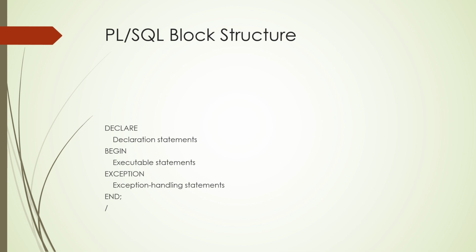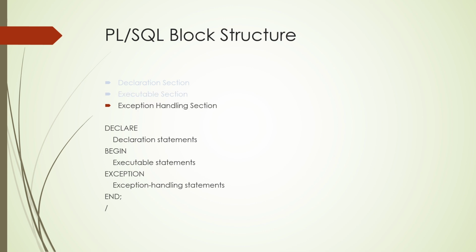PL/SQL blocks can contain the following 3 sections. Number 1. Declaration section. Variables, cursors, etc. are declared in this section. This is an optional section. We do not need it if there are no variables. Number 2. Executable section. This is a mandatory section. We cannot write a PL/SQL block without an executable section.